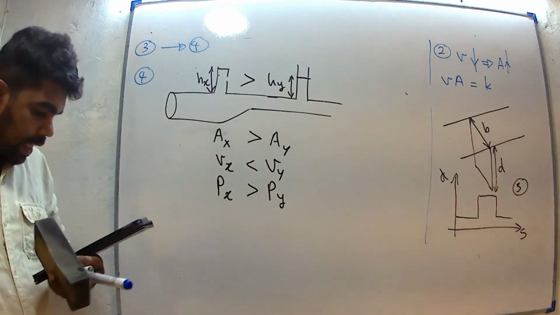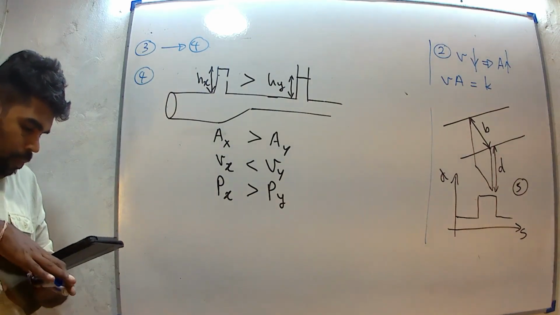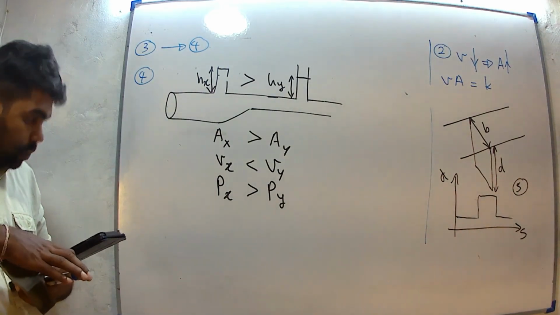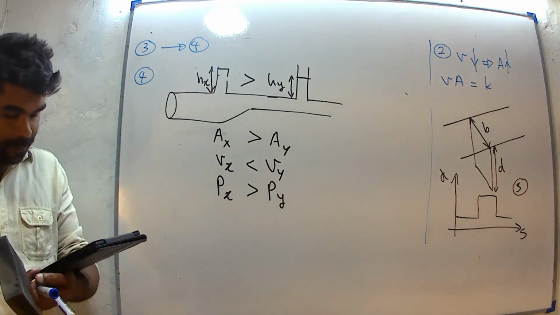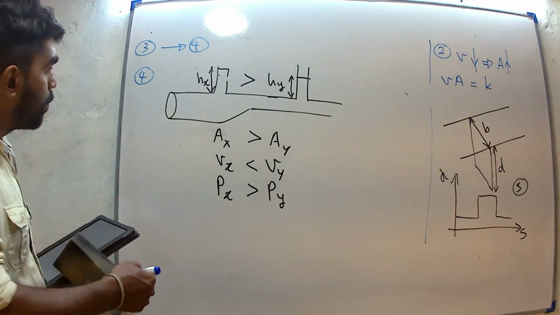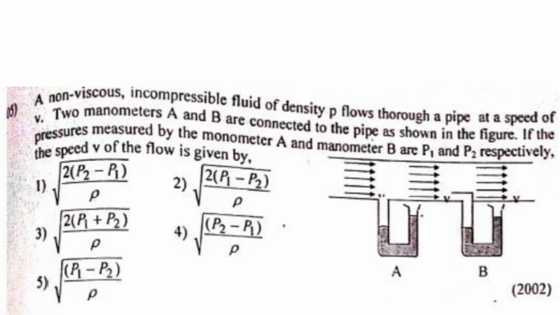Then Hx, we can get if airflow from P to Q, Hx should be greater than Hy. Then first answer is correct answer for the question number 4. Question number 5.